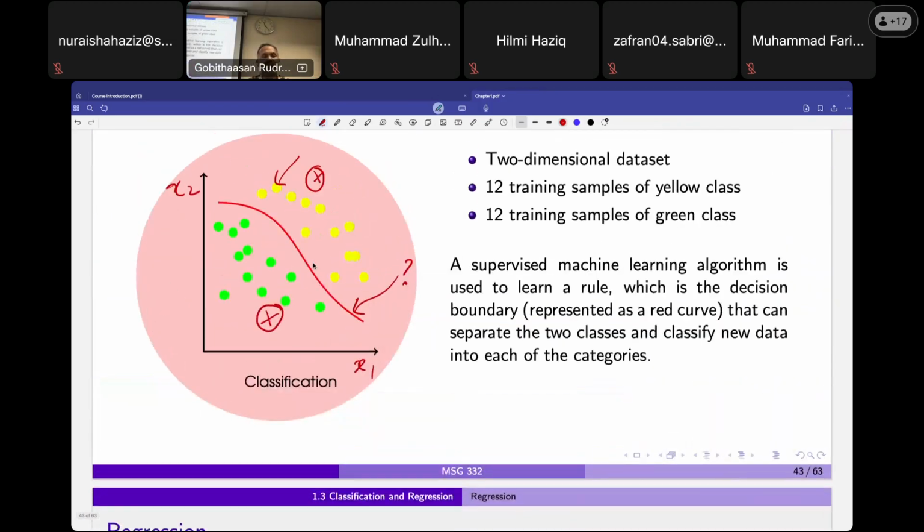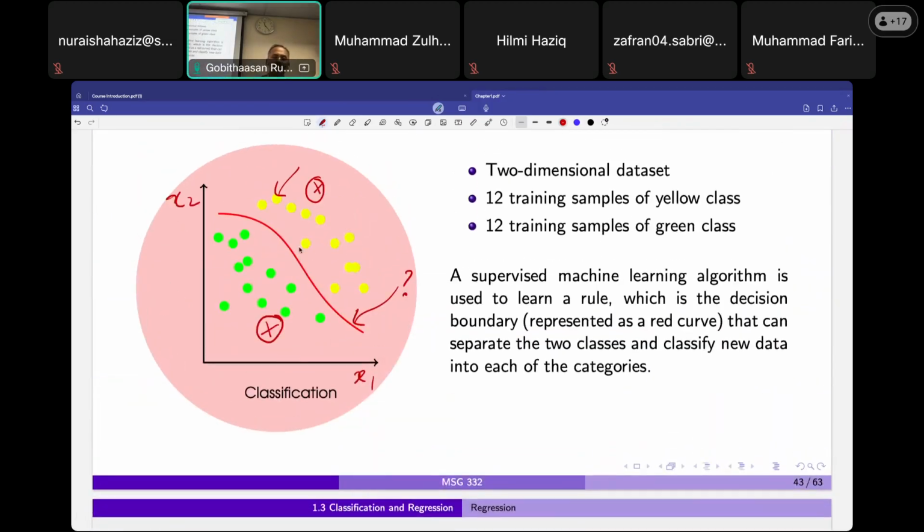Of course, if you have 3 classes, like A, B, and C, there are going to be 3 areas representing the 3 classes. That will be multi-class.